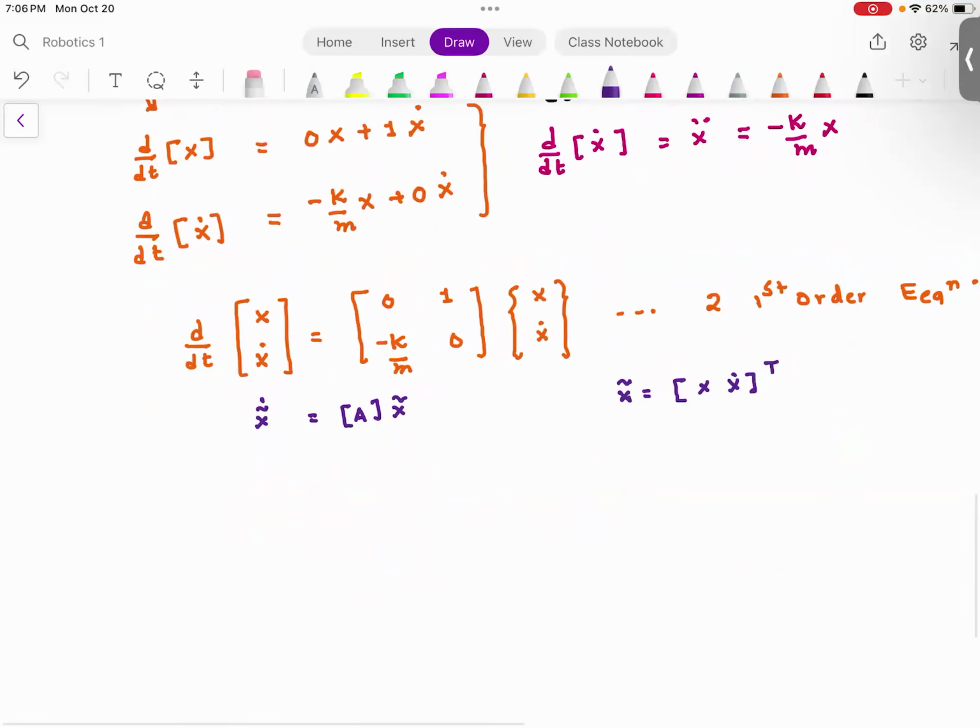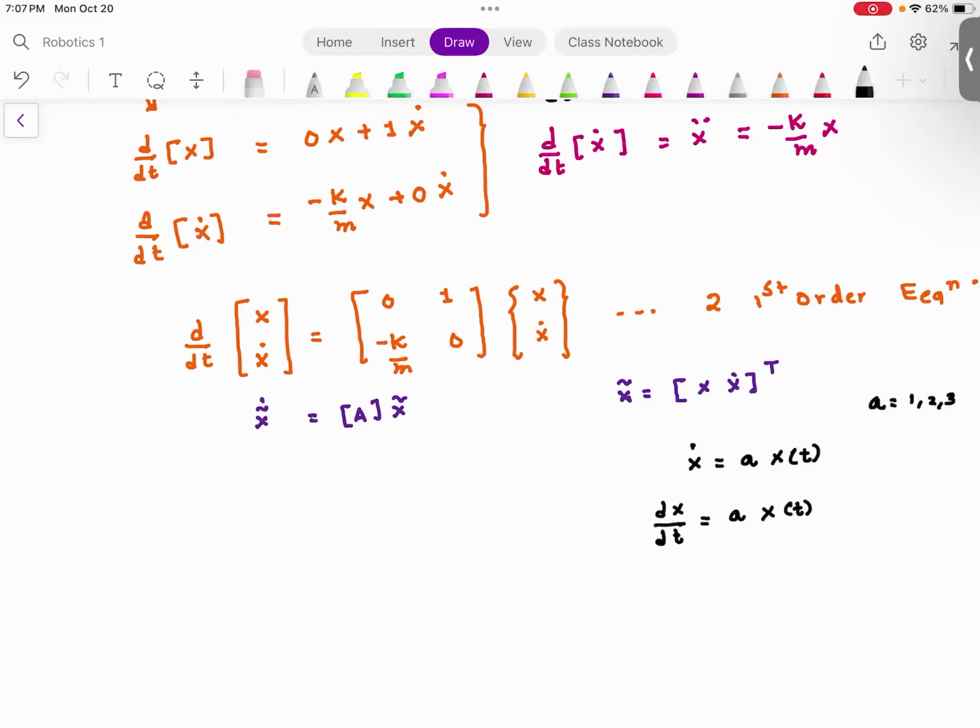If this equation was a scalar equation, scalar means no two rows, just one equation. Let me write this down: x dot is equal to a x(t). Here a is a number, maybe 1, 2, or 3, whatever. How would you solve this equation? If you want to solve this equation, dx/dt is equal to a x(t).